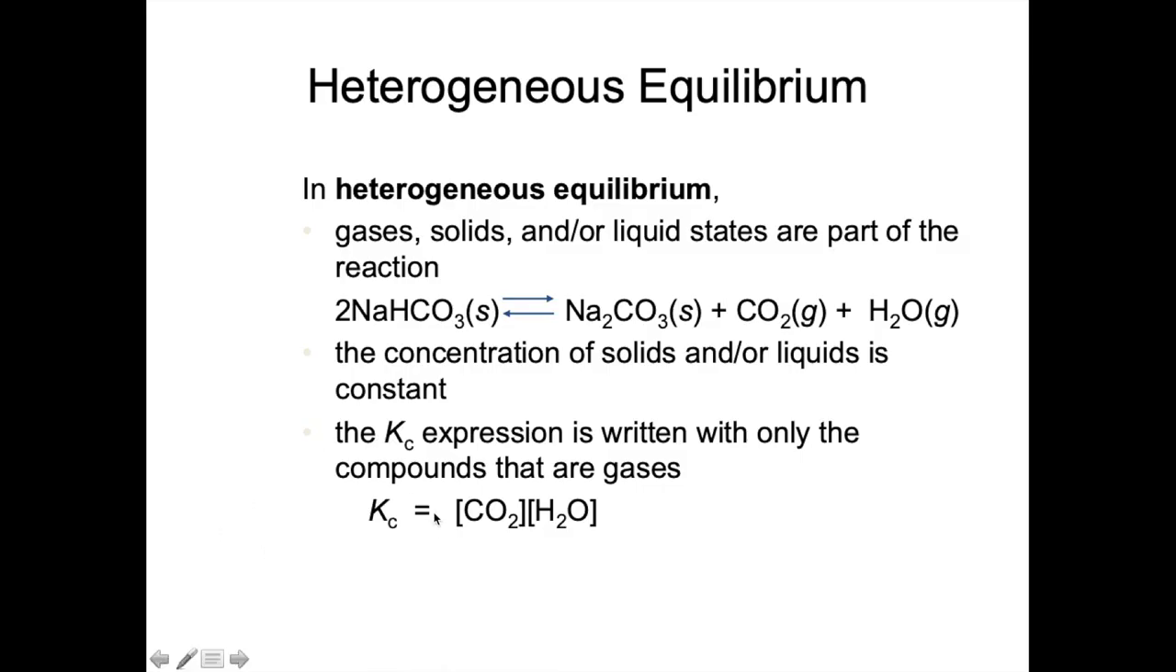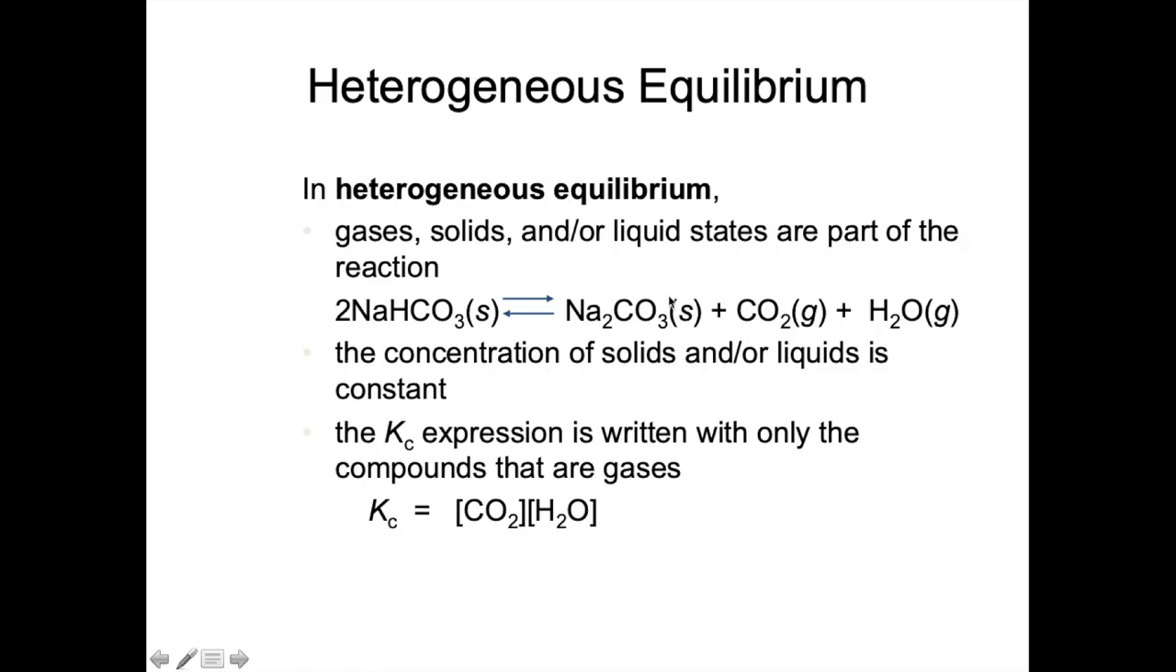So in this example here, we have sodium bicarbonate, baking soda, which is a solid, and it is in equilibrium with sodium carbonate, carbon dioxide, and water vapor. Now, notice that the baking soda and the sodium carbonate are both solids, whereas the carbon dioxide and water are gases. So when we write out this equilibrium expression, we have our products on the numerator. So we have carbon dioxide and water.